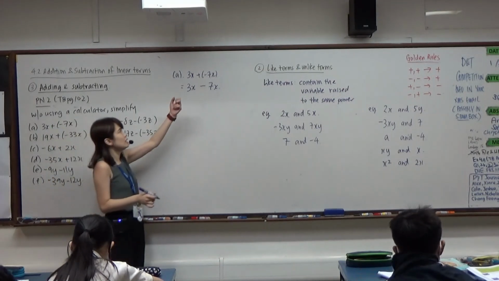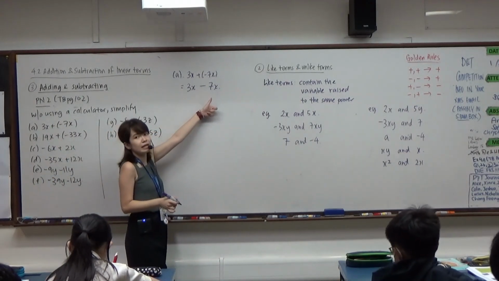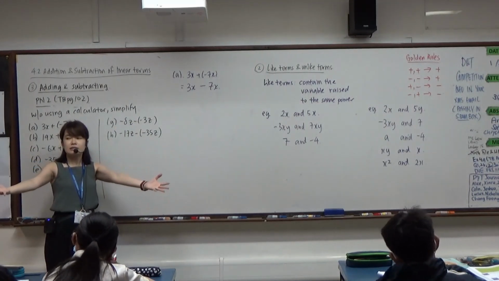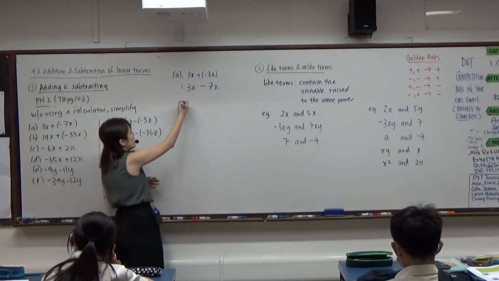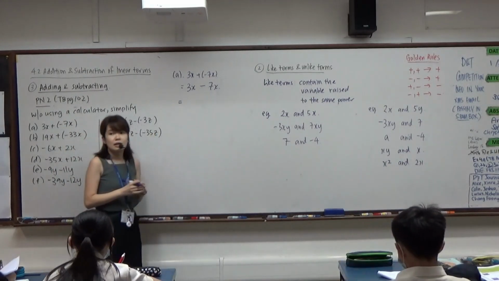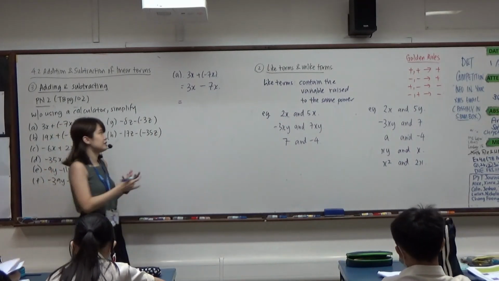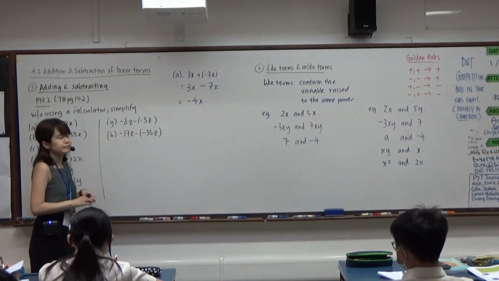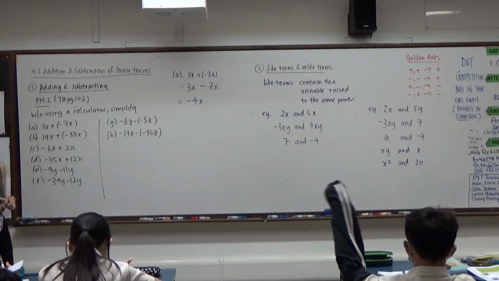So again, if you have 3x minus 7x, it's like I have $3, but I owe you $7. At the end, how much do I owe? Negative 4. So we get negative 4x.